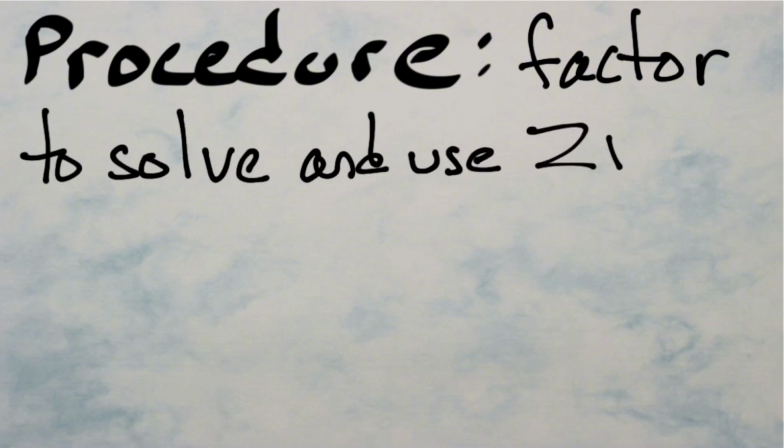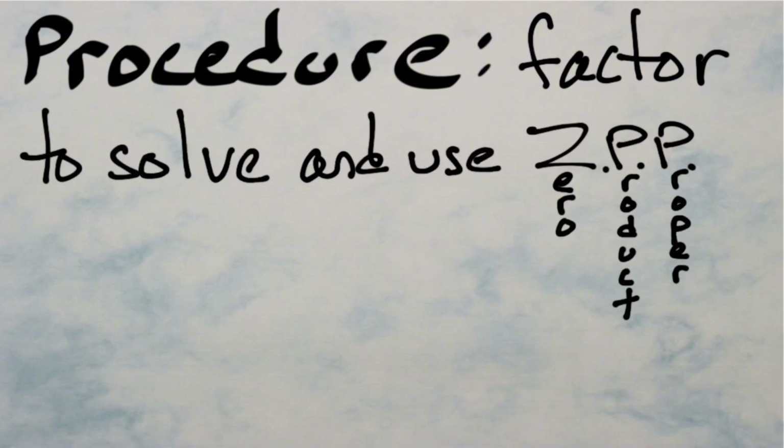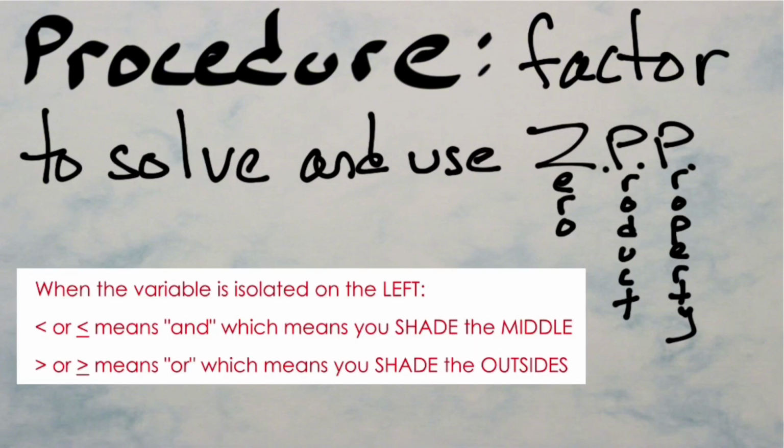You are going to factor to solve, and then use the zero product property to create your solutions. And the basic idea of how to create the graphs with shading. We're going to be drawing some number lines and shading some graphs. Maybe just pause the video, quickly write this down.